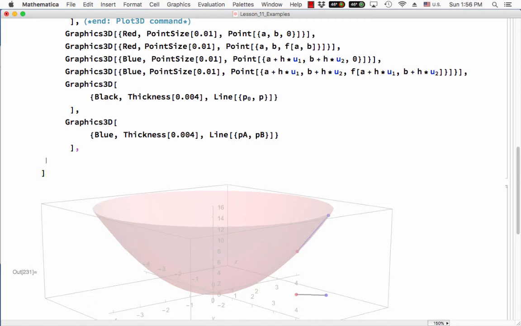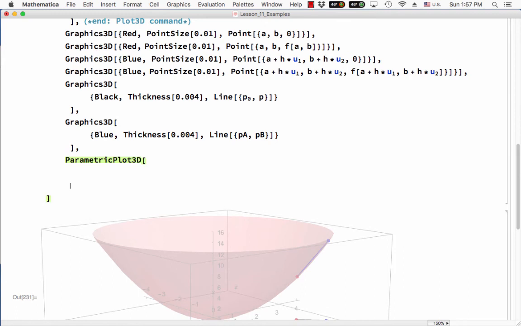We have yet to do the parametric curve. And in order to do this, maybe we use Parametric Plot 3D. And then here we close our bracket. So this is going to be the end of the Parametric Plot 3D command. Here we're going to go ahead and call this A plus H times U sub 1, B plus h times u sub 2. And then, of course, the output would be the surface evaluated at these inputs.